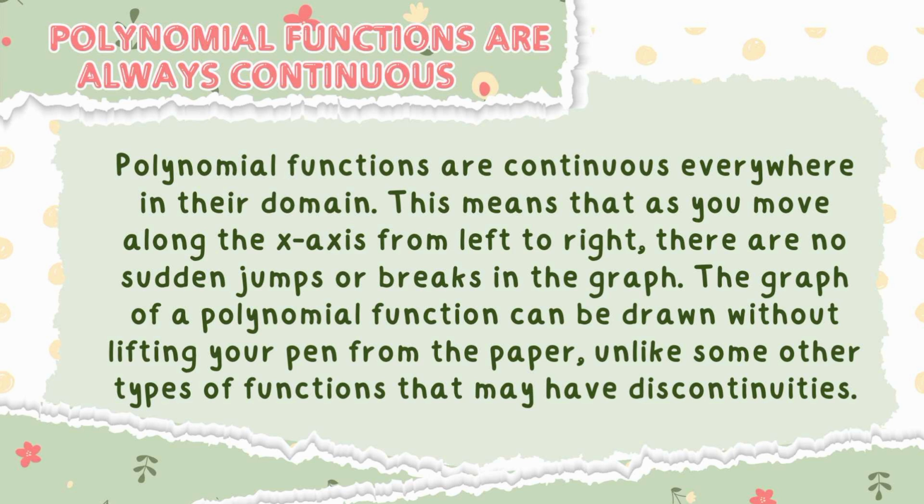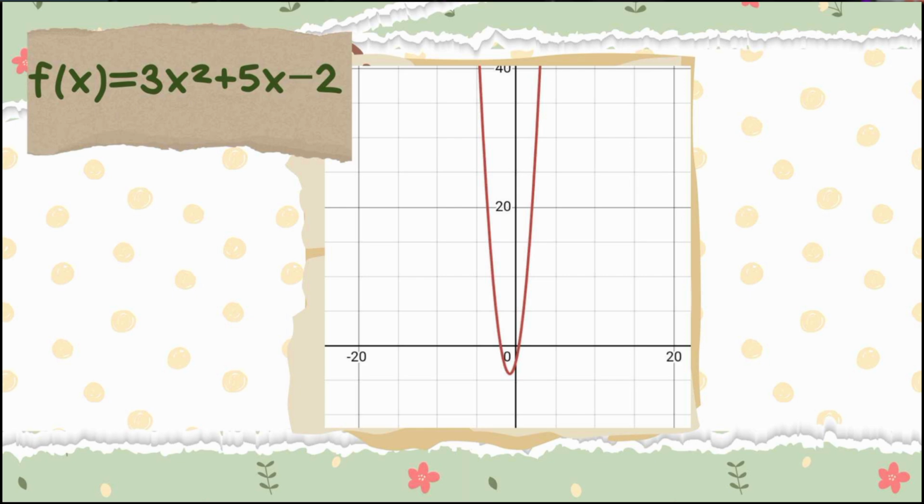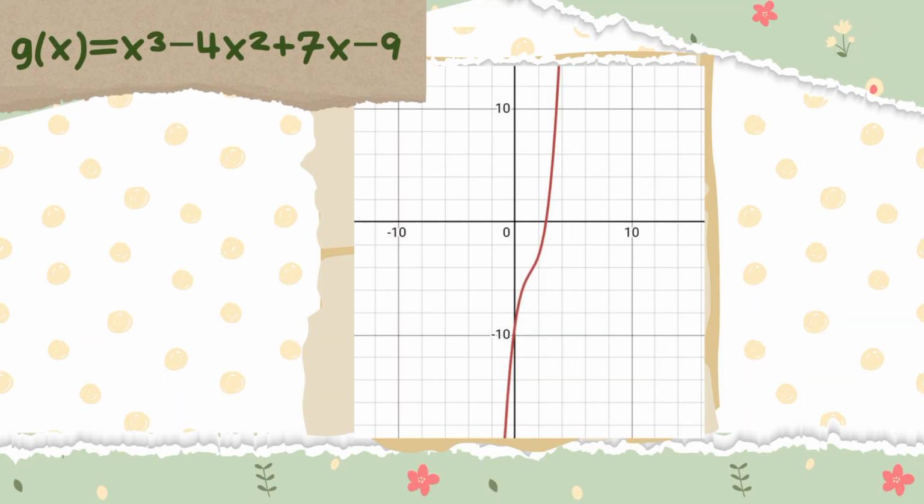First, we need to know that polynomial functions are continuous everywhere in their domain. This means that as you move along the x-axis from left to right, there are no sudden jumps or breaks in the graph. The graph of a polynomial function can be drawn without lifting your pen from the paper, unlike some other types of function that may have discontinuities. As you can see, the first example is polynomial, meaning it is continuous. If I put my finger on the line, it will keep on going non-stop. The same as the other example, it is also continuous.